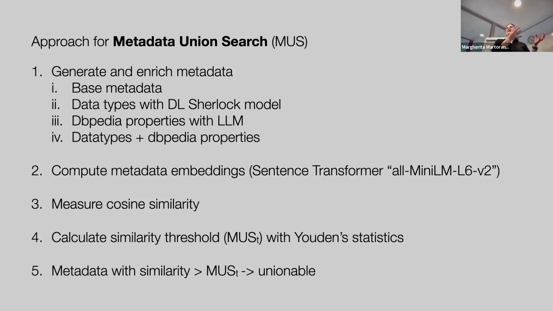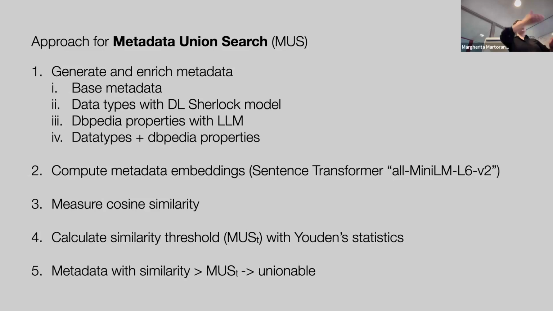We compute again the embeddings of the metadata for all of the tables inside the data lakes. We measure the cosine similarities between them. We then calculate a similarity threshold. Why? Because the cosine similarity alone doesn't tell us whether two tables are actually unionable or not.